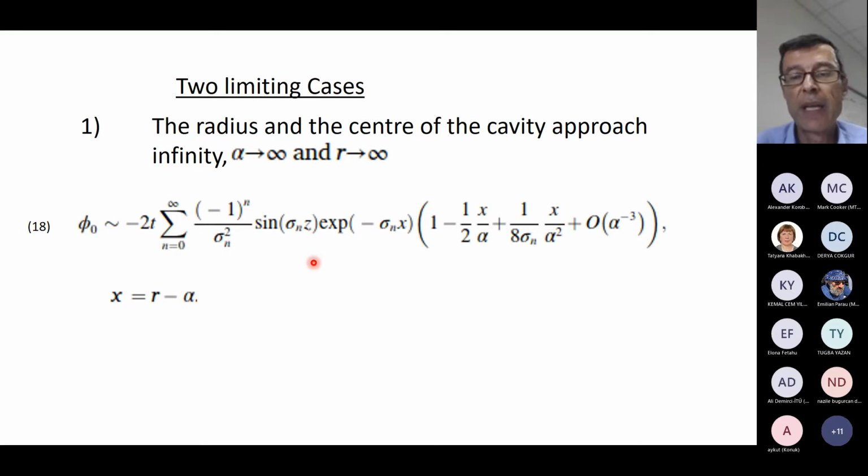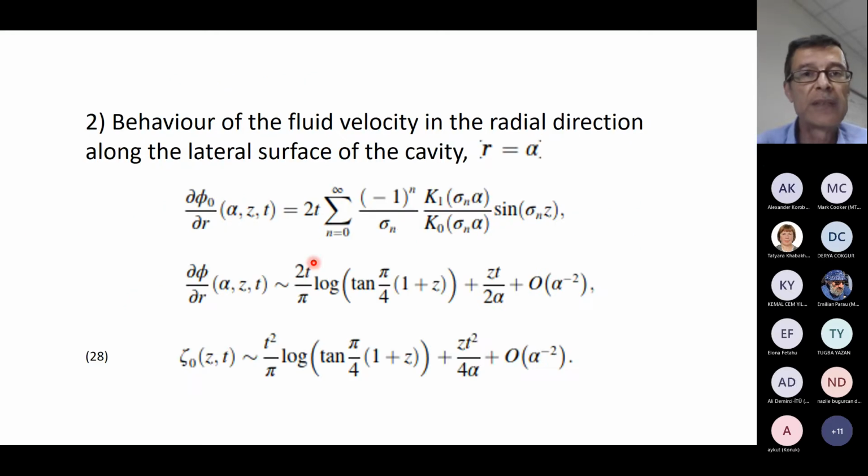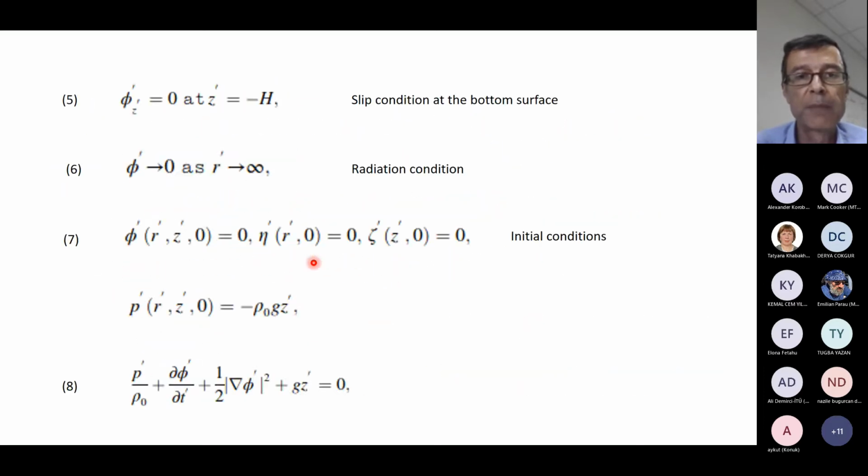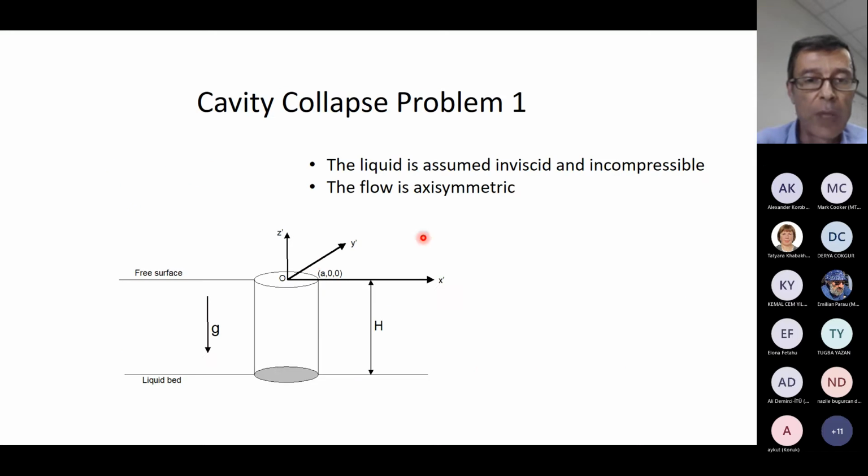Okay, now there is another limiting case. This time we look at the behavior of the radial fluid velocity along the lateral surface of the cavity. So if we go back to the problem, we are looking at the radial velocity along this lateral surface of the cavity.